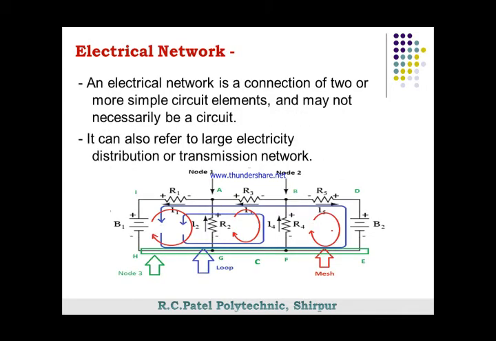Electrical networks. An electrical network is a connection of two or more simple circuit elements and may not necessarily be a circuit. So the conclusion is that when we have a number of electrical circuits and we combine them together, it forms an electrical network. It can be referred to as a large electricity distribution or transmission network. Here is a basic diagram of a network, which shows that a number of circuits are connected together.